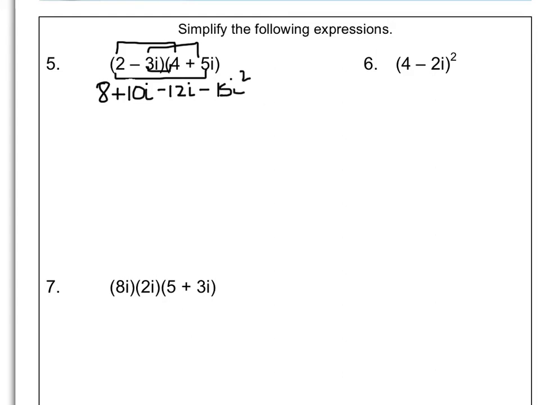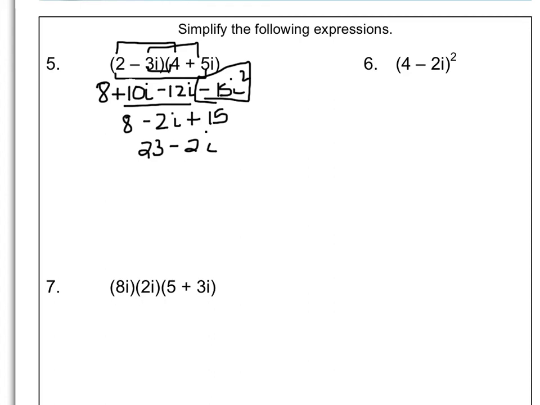Okay, so again we're going to combine our like terms and simplify here. So 10 and negative 12 is negative 2i. And this right here, negative 15 times negative 1 essentially becomes plus 15. It's just going to change the sign. So now 8 and 15 are 23, and so I've ended up with 23 minus 2i. Okay, and that's your final answer.